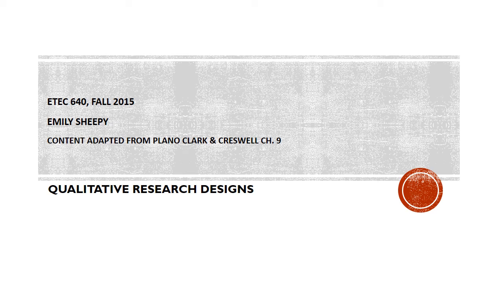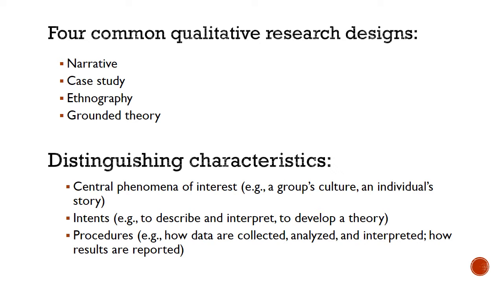In this video, we're going to discuss 4 qualitative research designs that are commonly used in education research. And the 4 designs are narrative, case study, ethnography, and grounded theory. And these different designs can be distinguished from each other by examining the phenomenon of interest, the intent or the purpose that the researcher states, and also by looking at the procedures that were used in data collection, analysis, and interpretation.